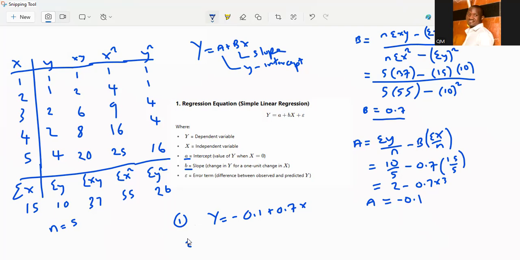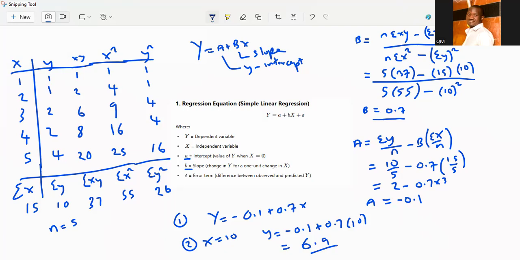Then part 2, they'll ask you, suppose x is equal to 10. Predict y, because one of the rules for regression is to predict. So you simply substitute into negative 0.1 plus 0.7, where there's x, we put 10. So our final answer will be y is predicted to be 6.9. So this is how we do the regression.